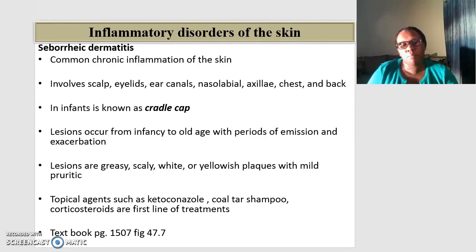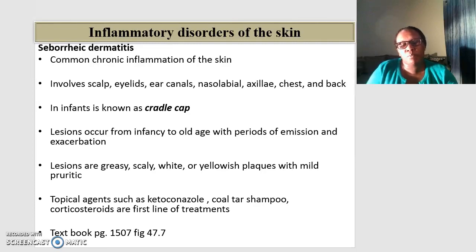Pay attention to the bolded words. Lesions occur from infancy to old age with periods of remission and exacerbation. Lesions are greasy, scaly, white, yellowish plaques with mild pruritus. Topical agents such as ketoconazole, coal tar shampoo, corticosteroid are the first line of treatment.